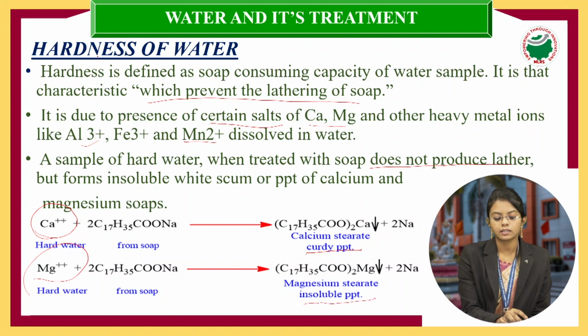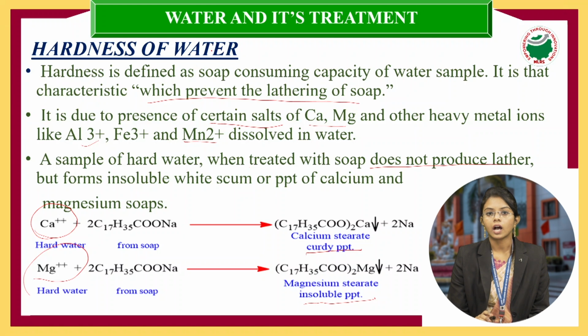Understood? Okay, this is the hardness of water. How is hardness of water caused? Because of the presence of salts like calcium and magnesium and other heavy metals.